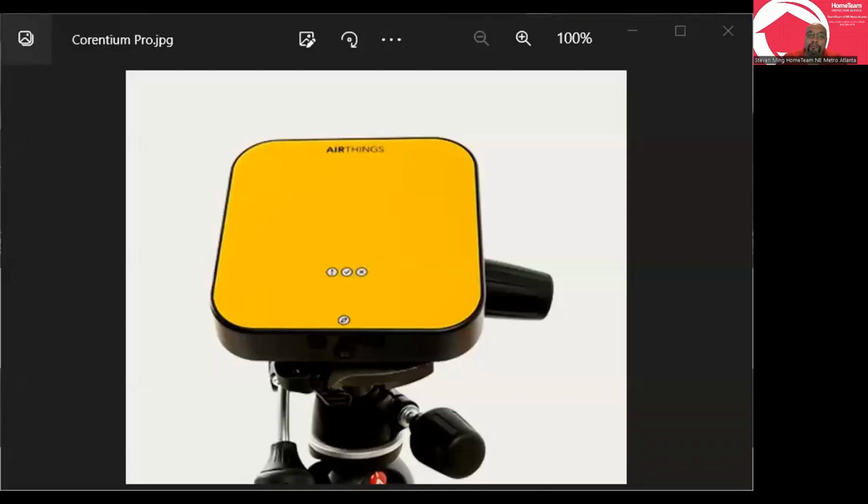This is the Corentium Pro from AirThings. This is the particular device that HomeTeam uses to monitor and test for radon. We use this because it tests for a number of different things besides radon, such as temperature, humidity, barometric pressure, and if the device was moved. And that adds a scope of depth and helps you have a little more information about our findings.